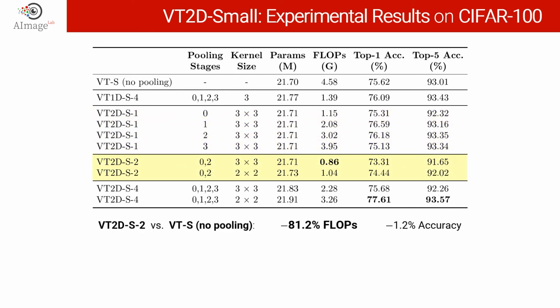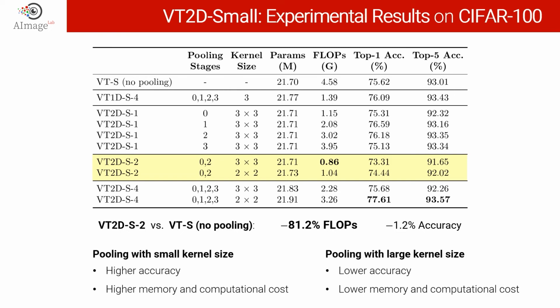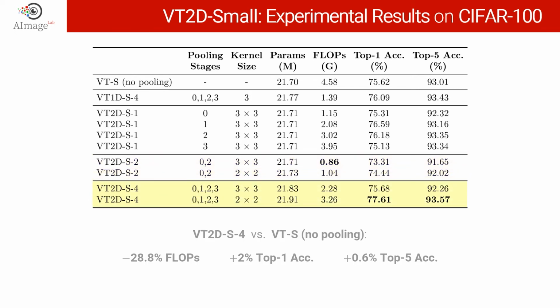Also in the table, it is possible to observe how the proposed VT2D model with 2 pooling layers allows obtaining a reduction of more than 81% of flops compared to the baseline model without pooling, against a slight reduction in accuracy of about 1%. In addition, we investigated how the variation of the pooling kernel size impacts performance, deriving that pooling with the small kernel size achieves higher accuracy and computational costs than pooling layers with a large kernel size.